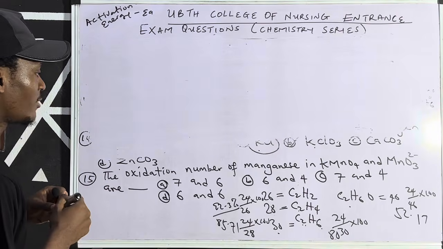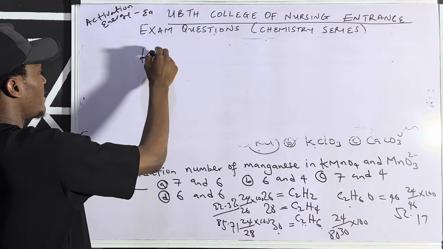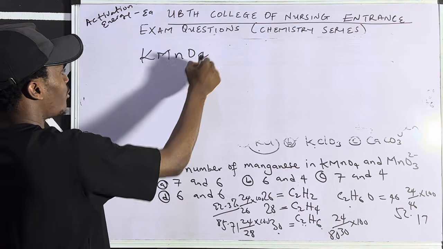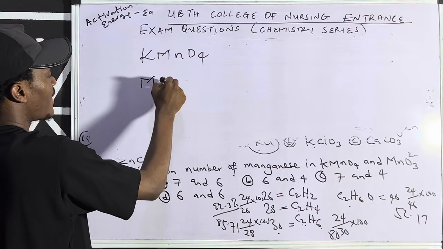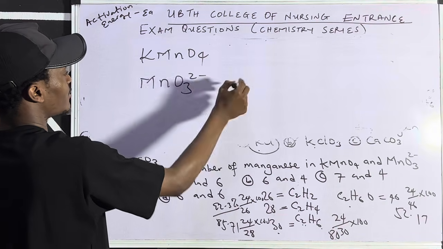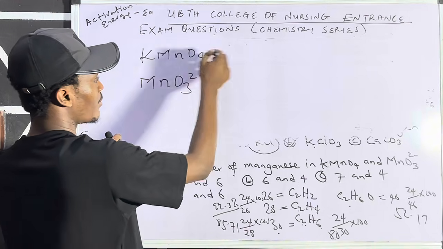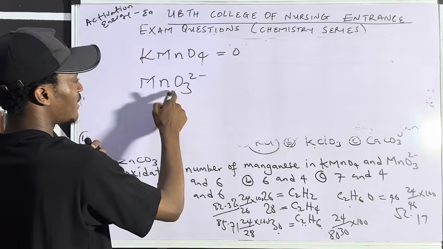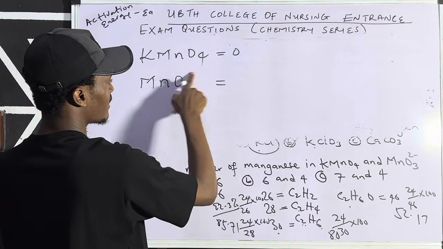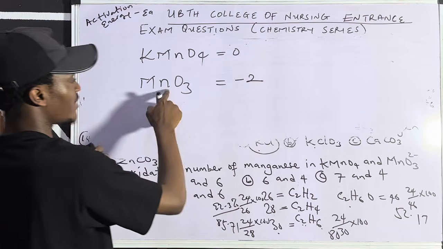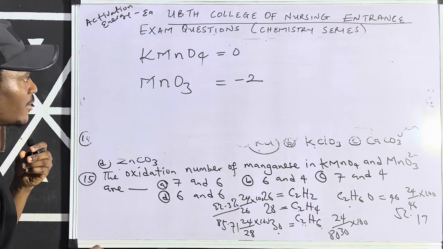Now, they are asking for the oxidation number of manganese in KMnO4 and MnO3 2 minus. This is a compound, while this one is a radical. So being that this is a compound, you equate to what? 0. Being that this is a radical, you equate to the charge on the radical, which is -2. You erase it and equate it to that. That's how you go about it.